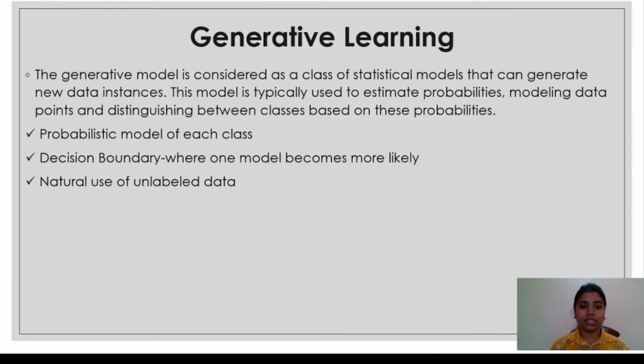The generative model is considered a class of statistical models that can generate new data instances. This model is typically used to estimate probabilities, model data points, and distinguish between classes based on these probabilities. Here are some key points of generative learning: probabilistic model of each class, decision boundary where one model becomes more likely, natural use of unlabeled data. Now we will see all these key points in detail.